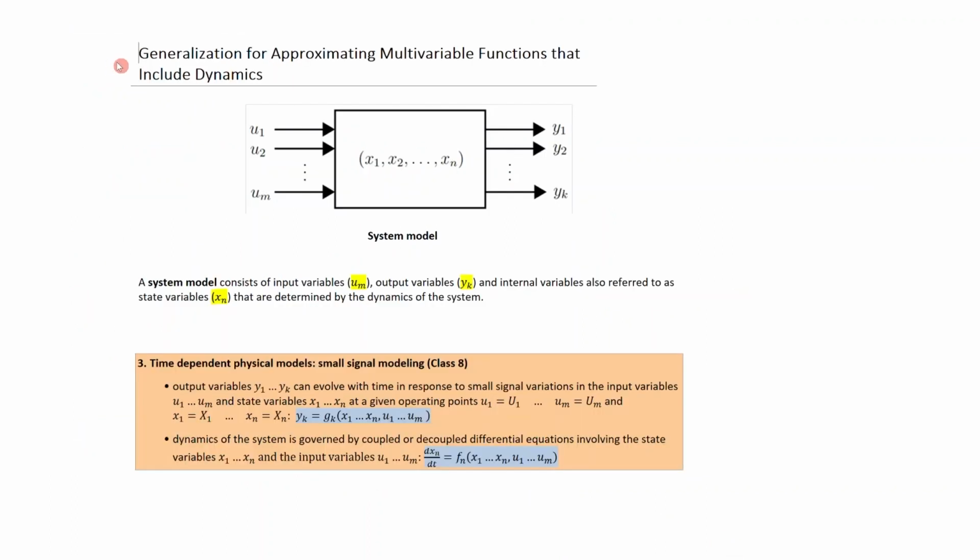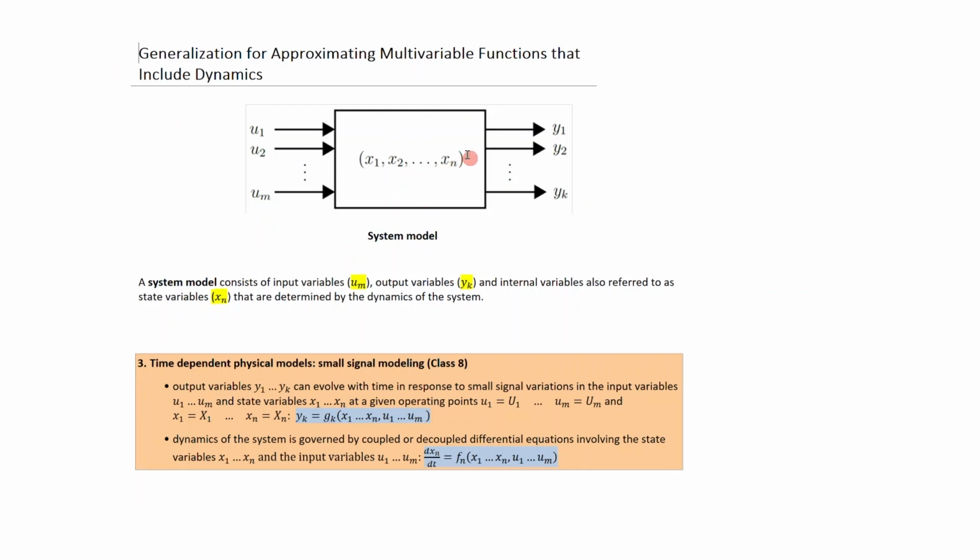Okay, so the next step now is to generalize what we did for the single variable case, where there were no time dynamics associated with the problem. Now we have the more general case, which is to approximate multivariable functions that include dynamics. So I'm going to start with what we call a system model.